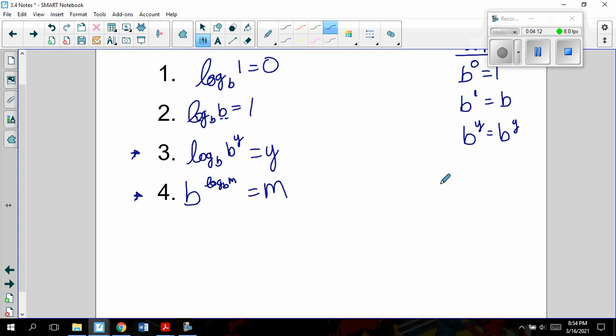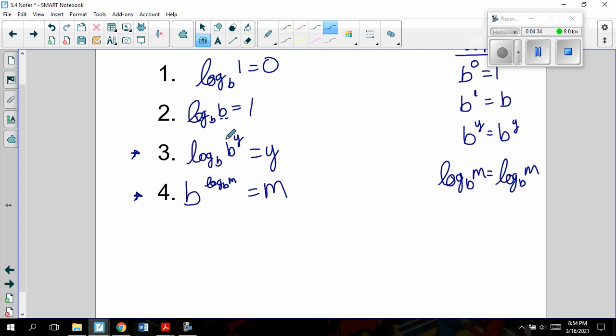This, when I switch to a log, would be log base b of my output, so m, equals my input. Now in this case, your input is actually a log. That's what's being plugged into your power. And just like the first one, log base b of m equals log base b of m. So you will get 3 and 4 here.